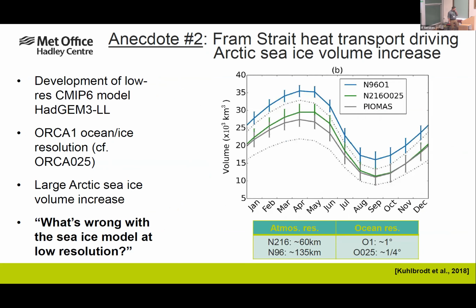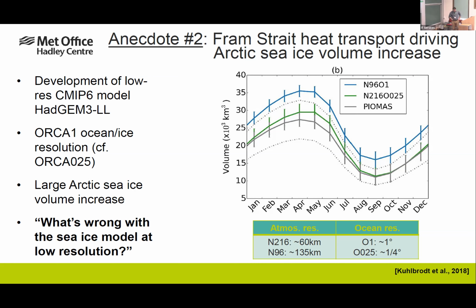So anecdote 2: this is Fram Strait, and how much the ocean is impacting the sea ice. We did all of our development in this green model, N216 ORCA025, which is a 1/4 degree ocean essentially, with a 60-kilometer atmosphere. And then when we went to develop the lower resolution model, suddenly the ice volume is hugely more. That's this blue line here. And so this time it wasn't the atmosphere. We looked there first, but this was caused purely by the ocean.